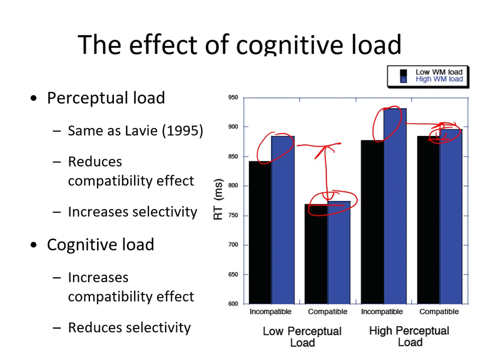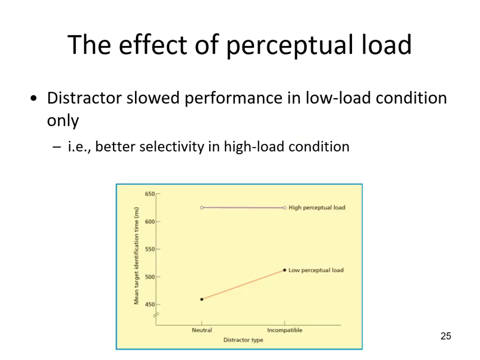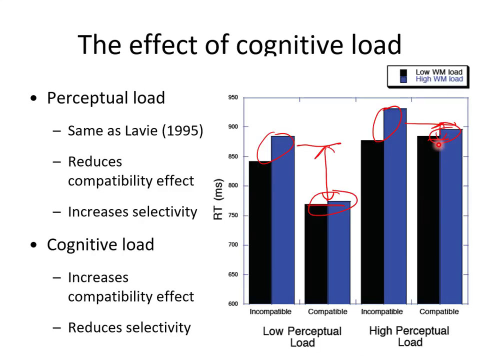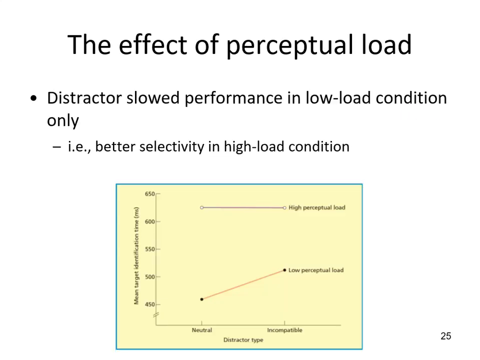So we do not need to be very exact, but just to take a look at it, is it a similar result as the last experiment? Is it similar? Yes, it is similar. Because for low perceptual load condition, we have a larger compatibility effect. On the other hand, for the high perceptual load condition, we have a smaller compatibility effect, which is the same as the 1995 experiment. So is it a successful replication? Yes. Okay.